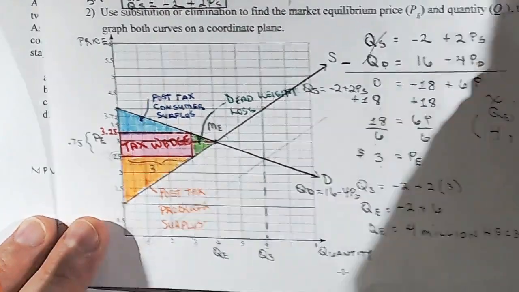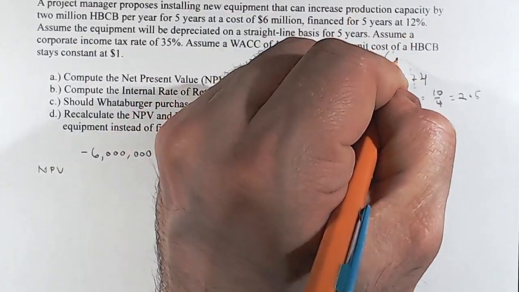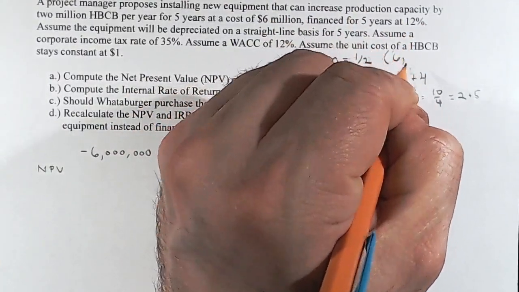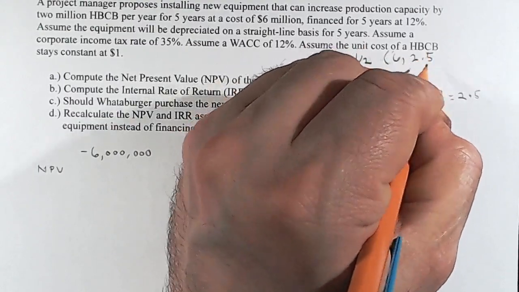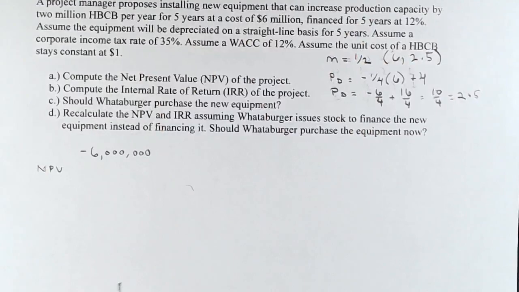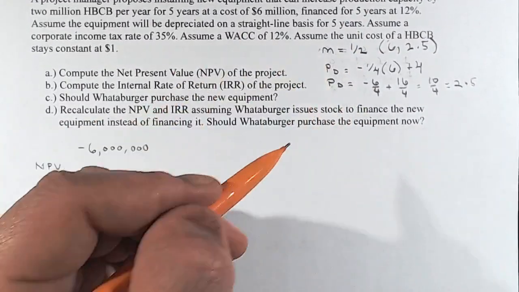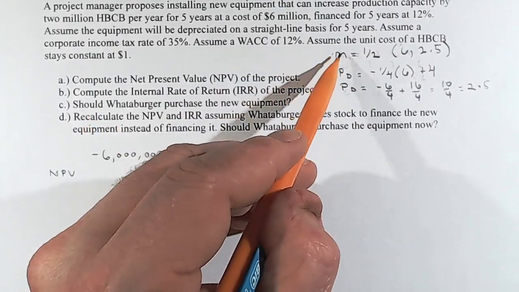I don't want to do that. I want to create a brand new equation. So now my x value is 6 and my y value is 2.5, with a slope of 1/2. So I need to use the point slope formula.